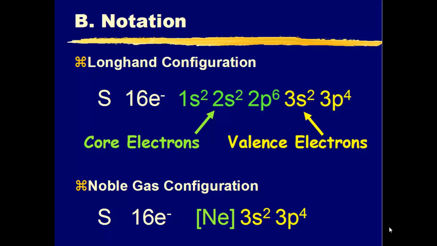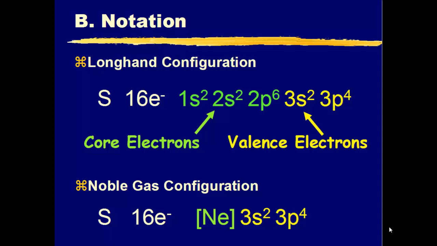Now the type of electron configuration that you've been writing for these elements is called the longhand electron configuration. It's longhand because it shows every electron in the entire electron cloud for the atom. But if you look at this representation for sulfur, not all of the electrons for sulfur are active. The valence electrons in yellow are the electrons that do the chemistry for the element. The core electrons, the green ones, are buried deep inside the electron cloud, and they don't do any chemical reactions.